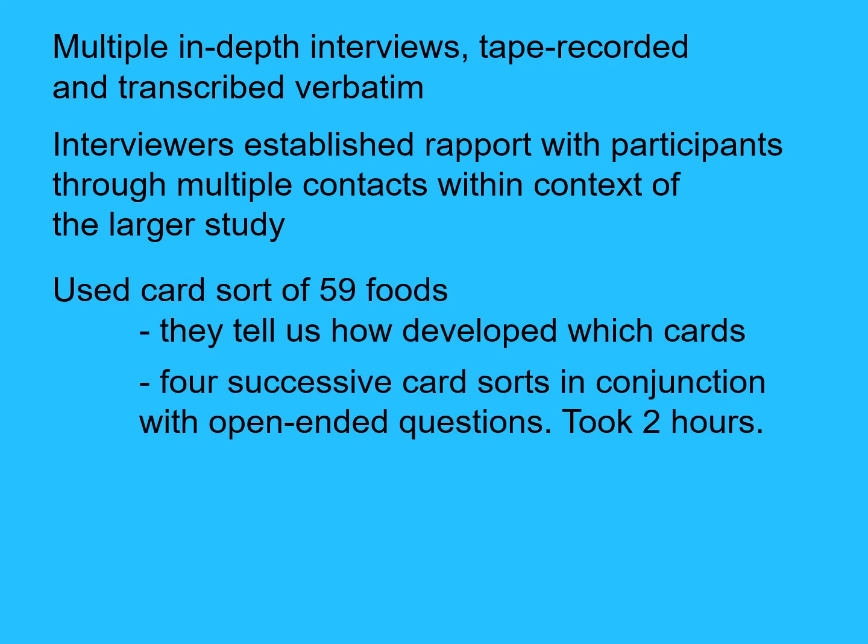One of the techniques they used is what's called a card sort of 59 foods. And a card sort is where you have like index size cards. I like to laminate mine. And if it's a society who has a written language, you can simply have a word written on it. Otherwise, you would have a picture on the card. But they tell us how they developed which cards, which 59 foods to have on the cards. And they had their subjects do 4 successive card sorts in conjunction with open-ended questions. And so just that one part of the interview took 2 hours.